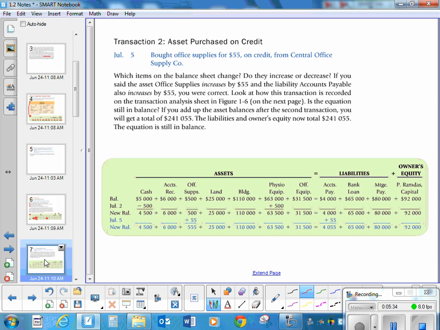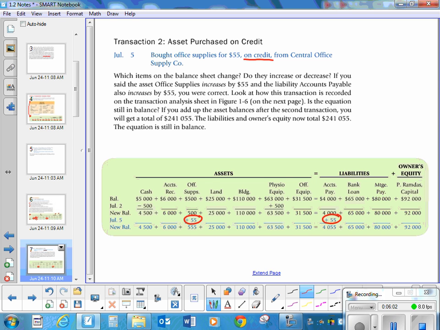Bought office supplies for $55 on credit from Central Office Supply Company. The on credit is an important clue. So nothing is coming out of your bank account at this point, so cash will not be affected. Your office supplies are going to go up $55. And your accounts payable, because now you owe more money, is going to go up $55.